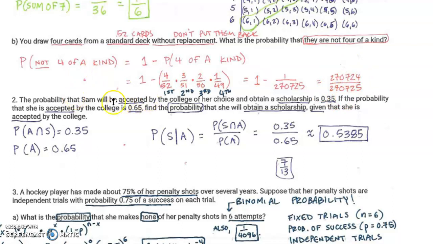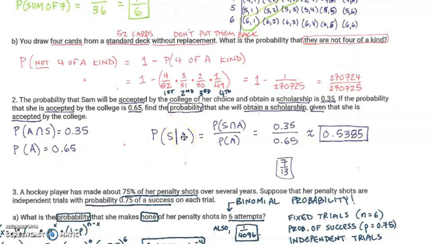For number 2, the probability that Sam is accepted and obtains a scholarship, that's the probability of A and S. I'm calling A accepted and S scholarship. That's equal to 0.35. The probability that she is accepted by the college, just the probability of accepted, is 0.65. So that's the probability of A there. It's asking here what the probability is that she obtains the scholarship given that she's accepted by the college. So the probability of scholarship given, that's this vertical line here, that she's accepted.